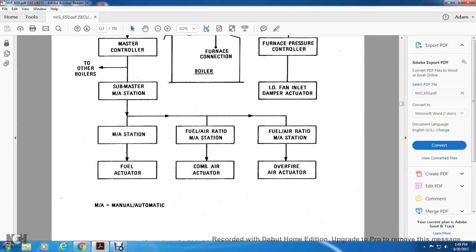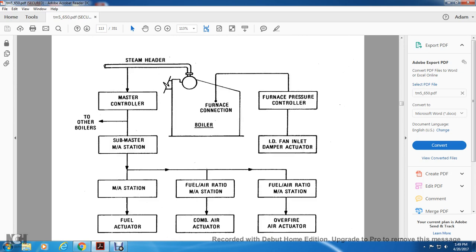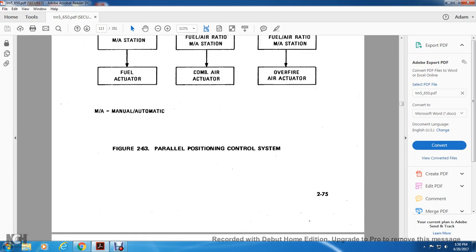M/A stands for manual automatic. This is a parallel position control system. The steam header goes into the furnace connection boiler. From the furnace connection boiler, it goes into the pressure control and ID fan inlet damper. The steam header goes through the master control to other boilers, then to the submaster manual automatic stations, which run to the fuel air ratio manual automatic stations, and then to the fuel actuator, the combined air actuator, and the overfire air actuator.